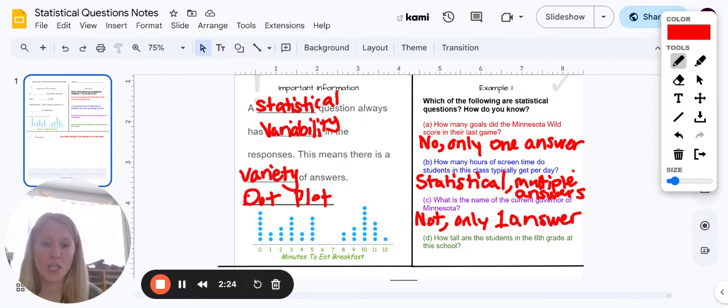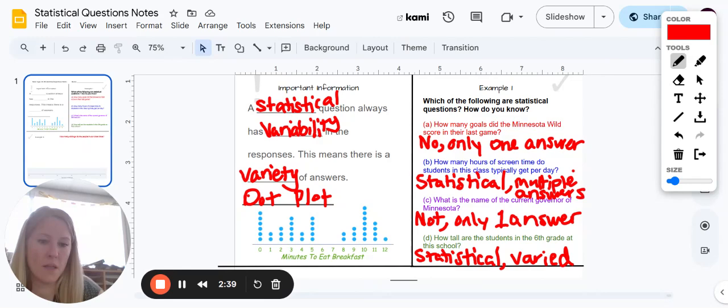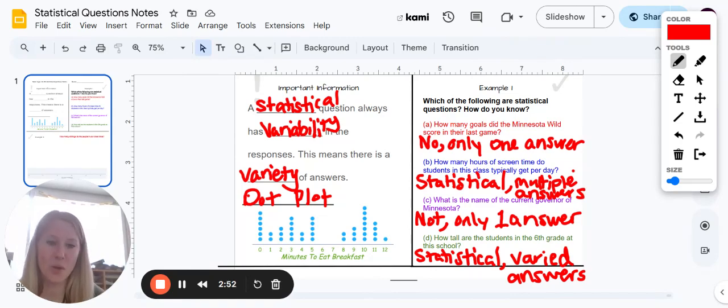And then the final question, how tall are the students in the 6th grade at this school? That would be statistical because the answers vary. Some kids are 5 feet, some kids are 6'5", some kids are 4 something. We have a bunch of different heights in the 6th grade at our school. All right, make sure you have those examples down in your notes.